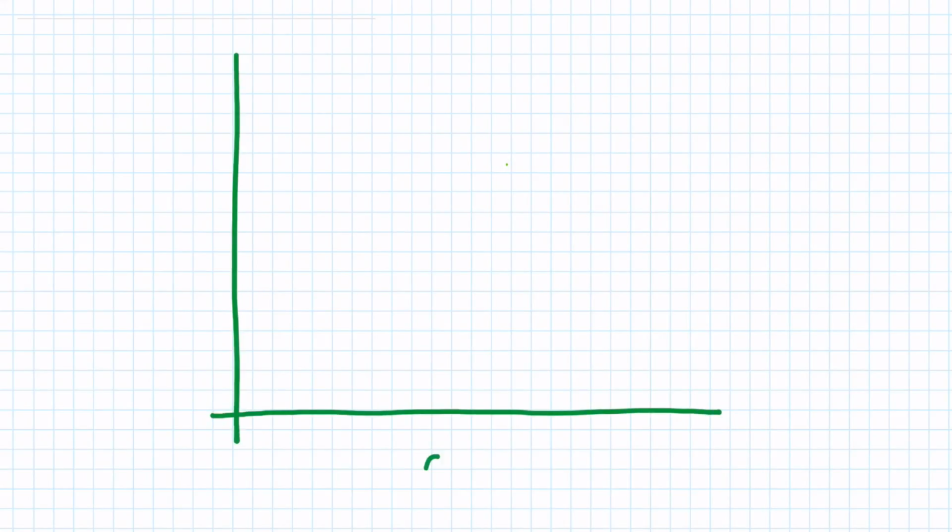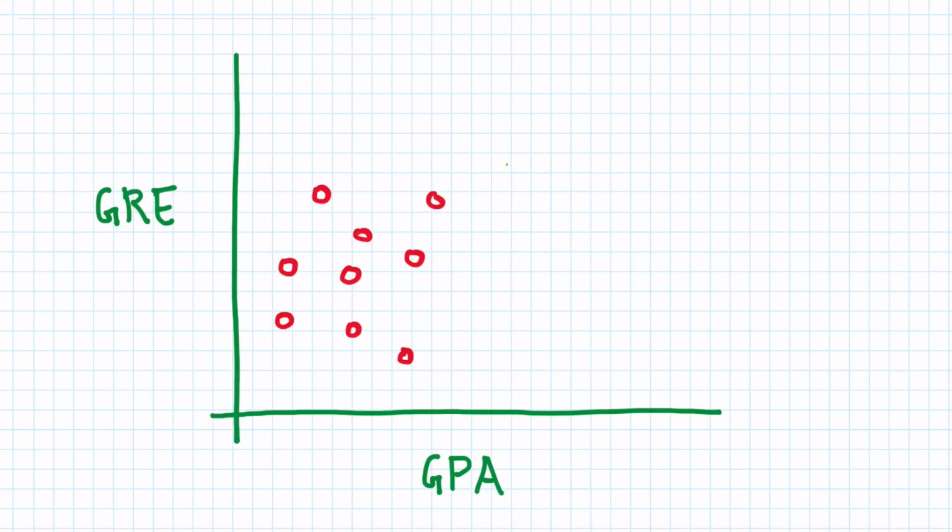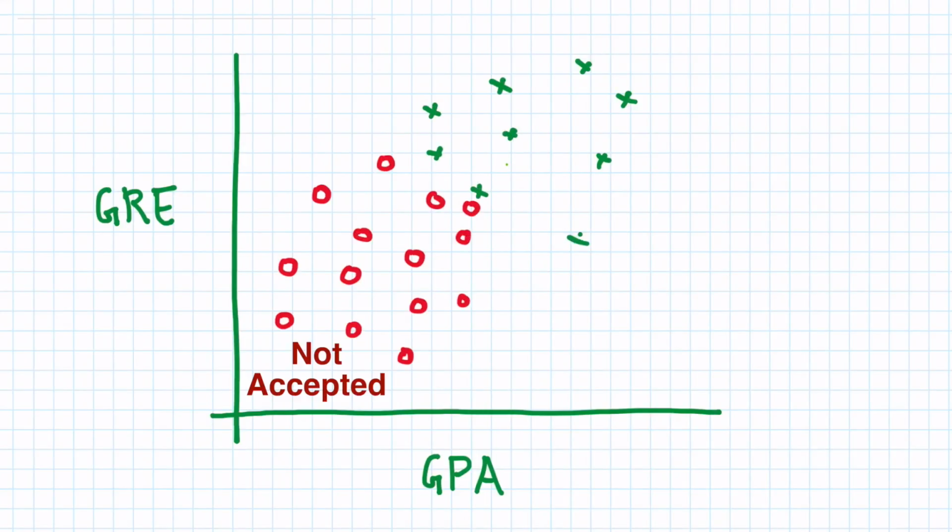Let me use a small example where we are looking at students applying to a graduate program, and two important things are GRE scores and GPA. So if you do a scatter plot of GRE score and GPA, this is a made up example. So let's say our scatter plot looks like this, where circles indicate a student application was not accepted and cross indicates that the student application was accepted.